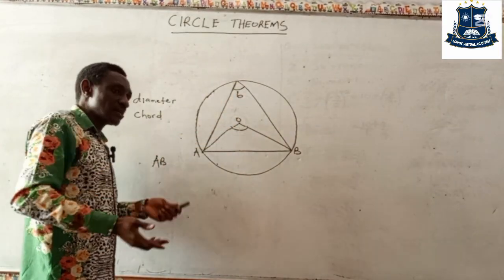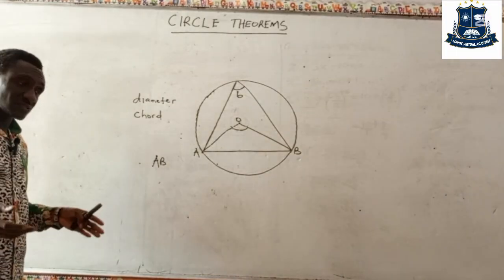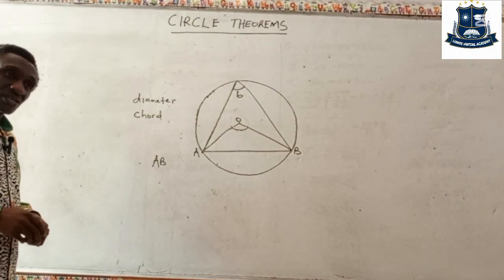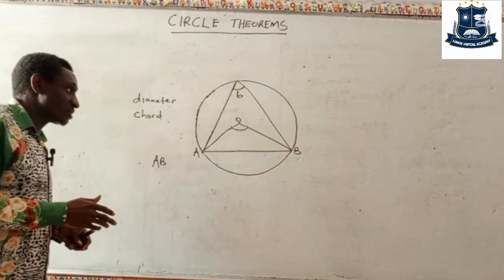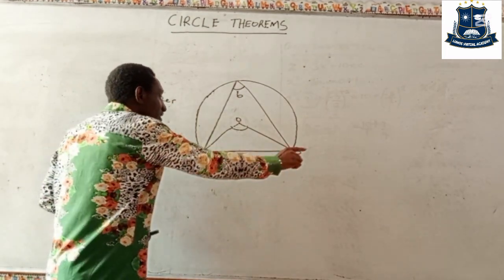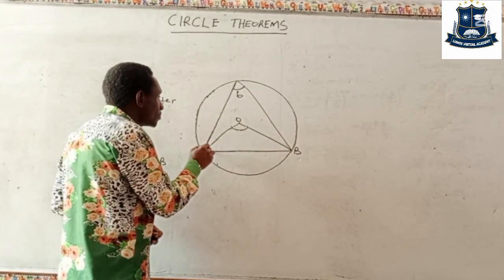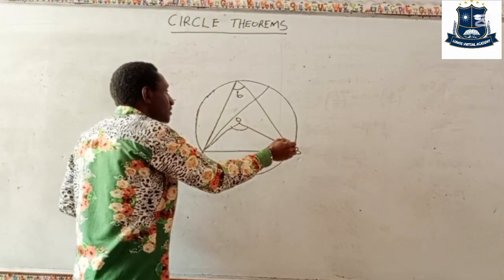Now the chord can form many angles. That's why in circle geometry, you see a circle and several lines and you get yourself confused. That's why, like I said, it's important you identify the chord, because I'm going to show you there are many chords actually here. Now this chord again can form another angle, depending on the question, at the circumference.